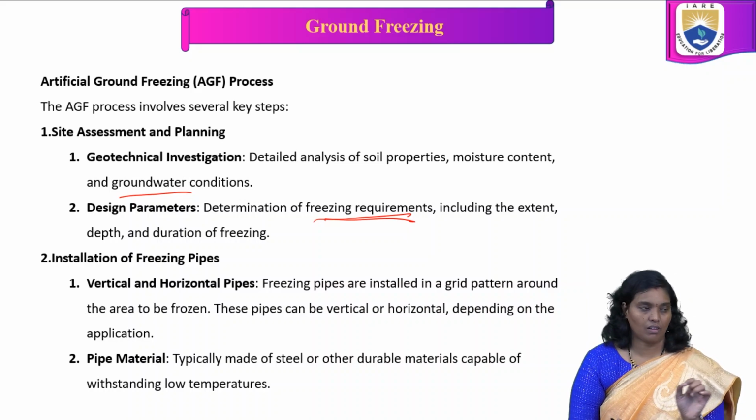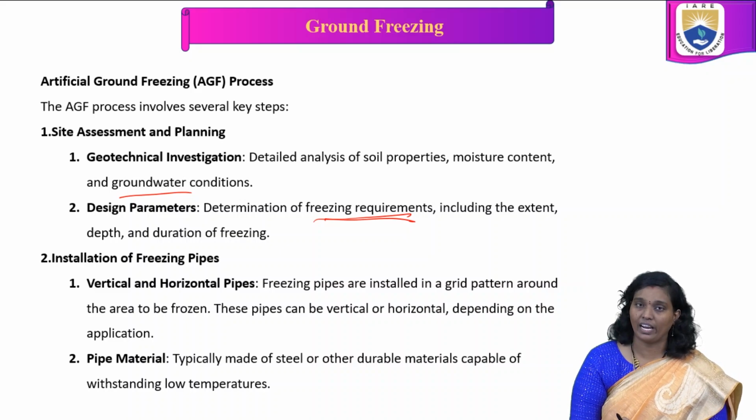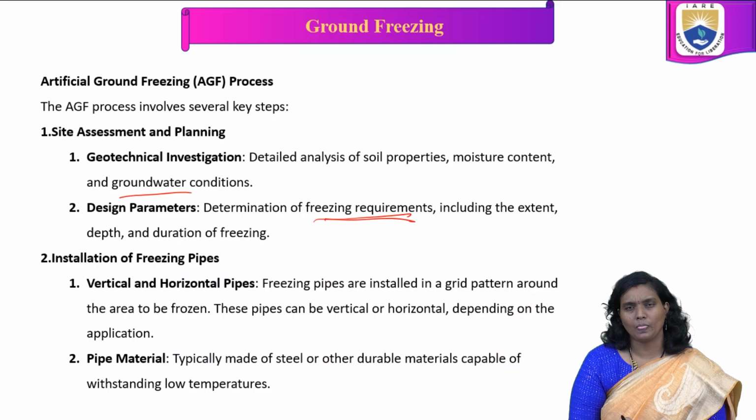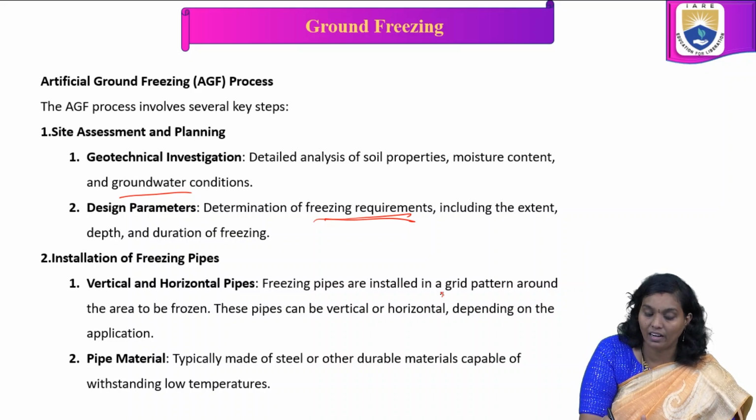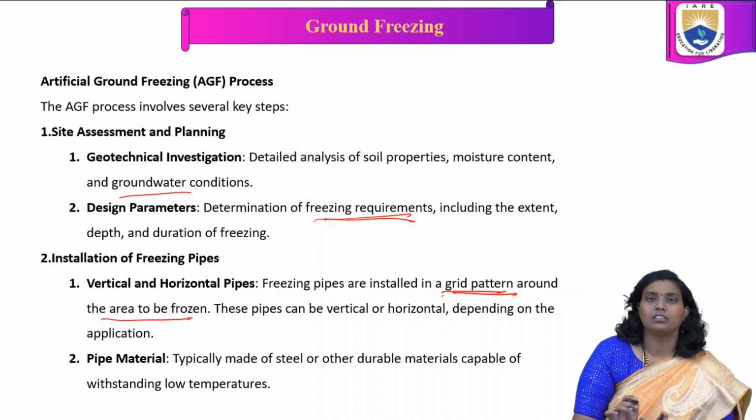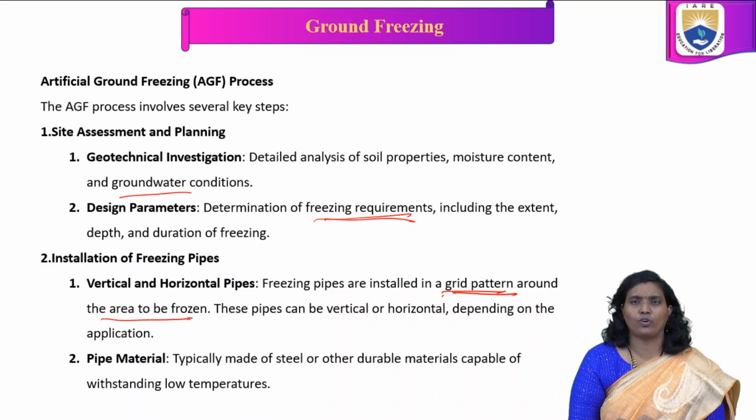In vertical and horizontal pipes, freezing pipes are installed in a grid pattern around the area to be frozen. How much area we are going to freeze, where that is located in the overall area, how much space it needs, these are all the things we are going to understand, and we install the pipes in a grid pattern around the area which is to be frozen.